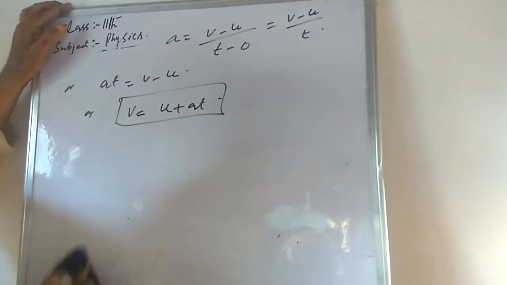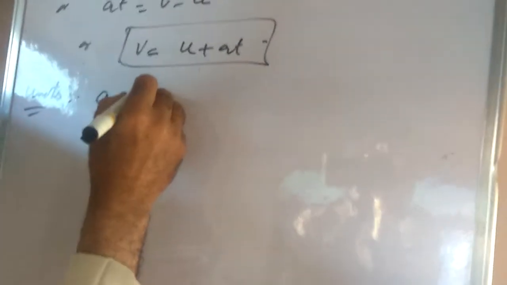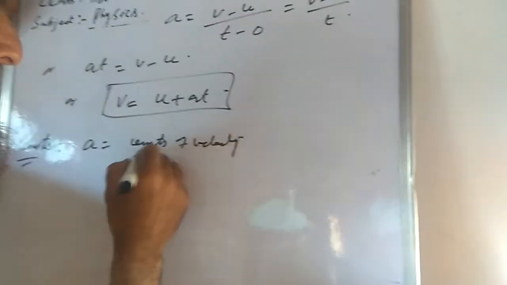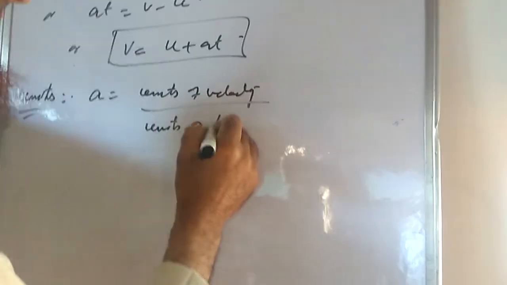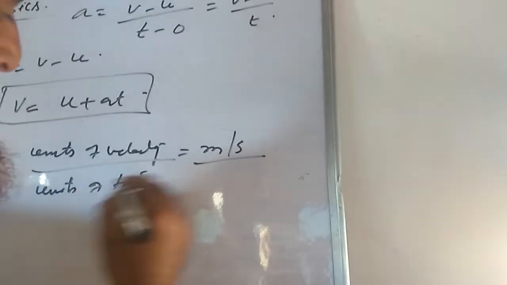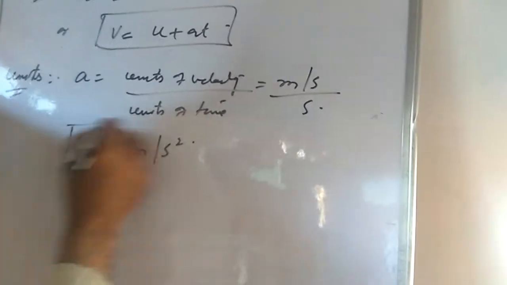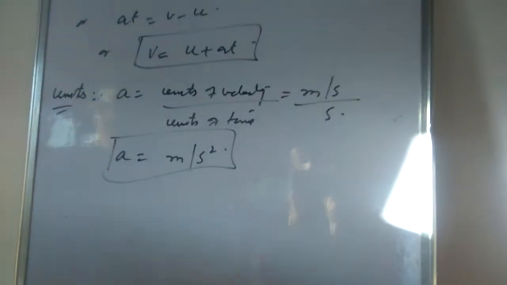Now, units of acceleration. Dear students, as we know, acceleration is change in velocity, so a is equal to units of velocity divided by units of time. Velocity is measured in meter per second, divided by second, equals meter per second square, which is the unit of acceleration. That means acceleration of an object or body is measured in meter per second square.